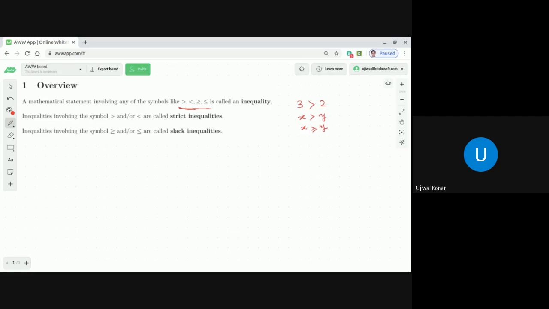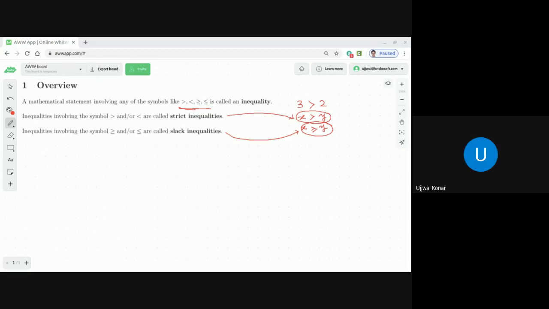Now, inequalities involving the symbols greater than or less than are called strict inequalities, like x greater than y. That is a strict inequality, exactly greater than. But inequalities involving the symbols greater than or equal to and less than or equal to are called slack inequalities. One example is x greater than or equal to y. That is a slack inequality. Correct, dear students? Absolutely clear?